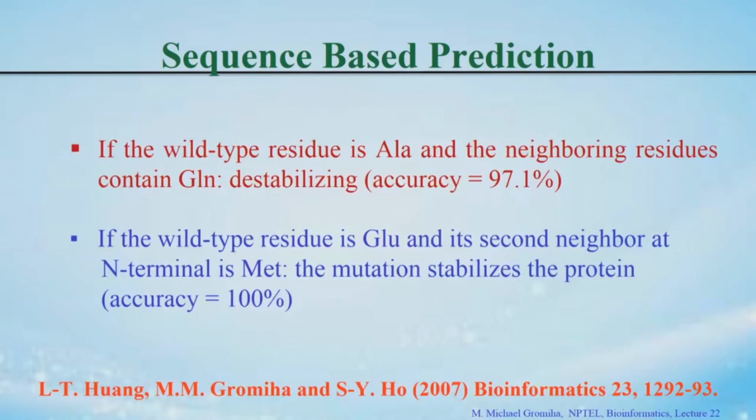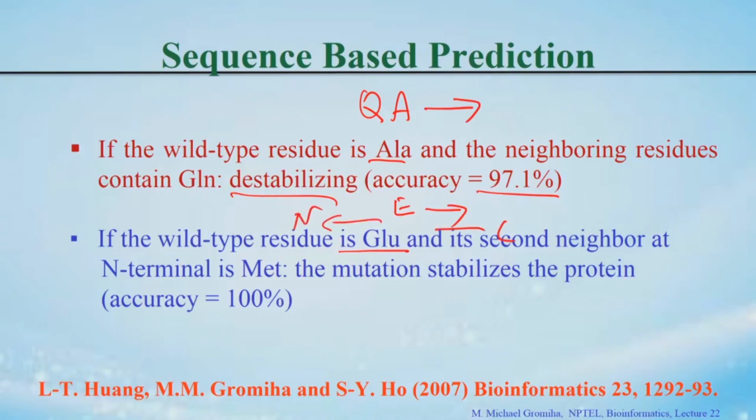For example, wild type residue is alanine, right. So, A is the wild type residue, A is mutated to any other residue, and if the neighboring residue contains glutamic acid, then this is destabilizing. In this case you use various options available. This rule can predict up to an accuracy of 97%. Second condition, the wild type residue glutamic acid mutated to other residues, and the second neighbor, this is the N terminal, this is the C terminal, the second neighbor is this EM, then this will stabilize the protein, and we have a set of data. So, we could get an accuracy of 100%.